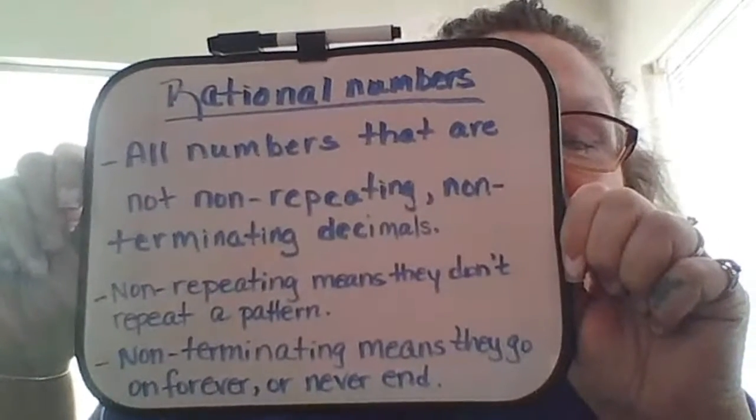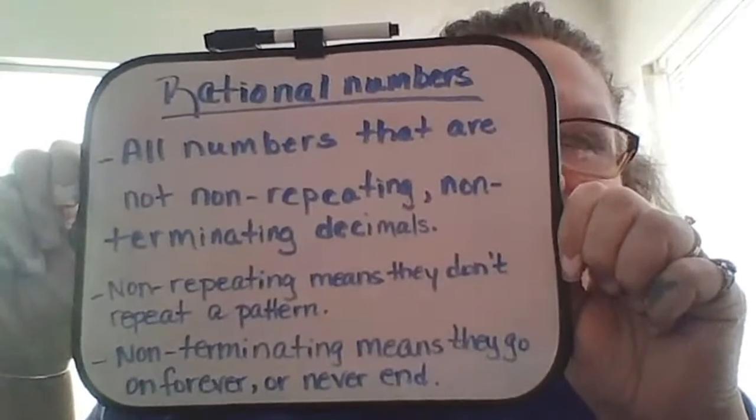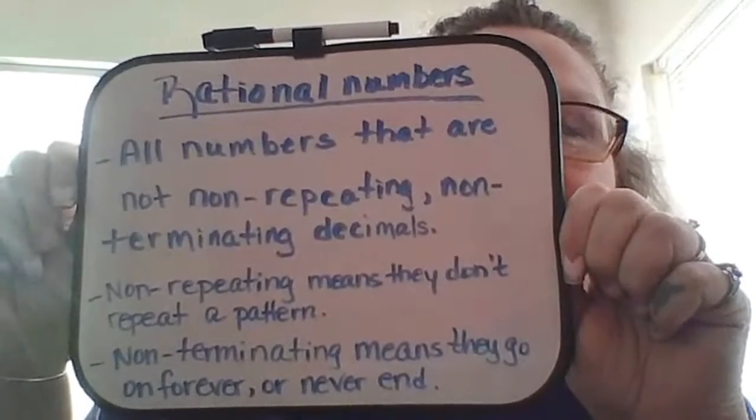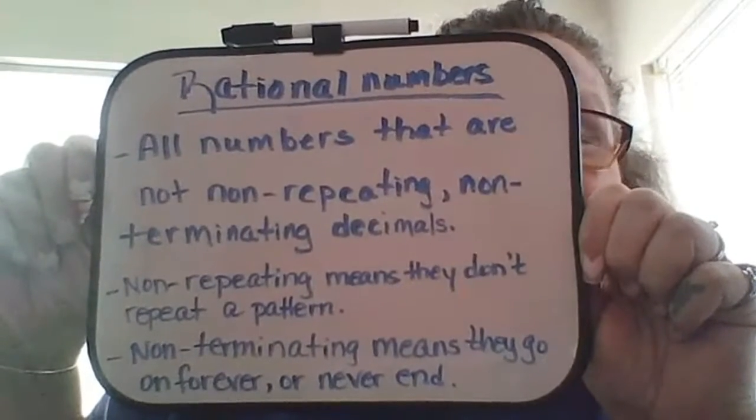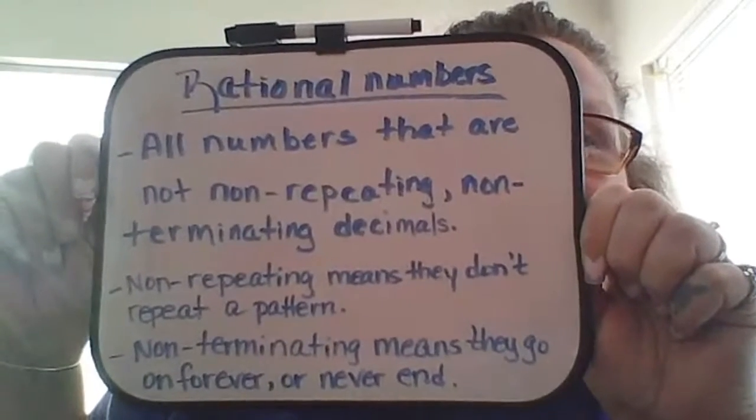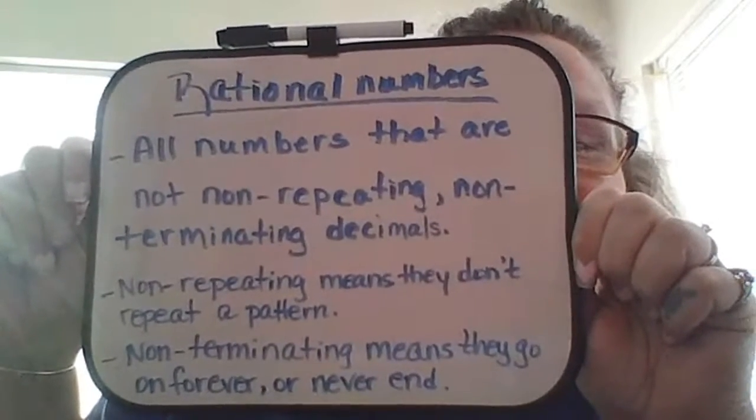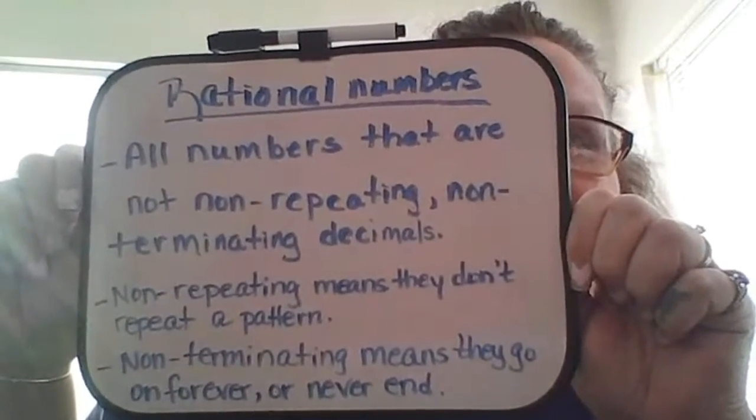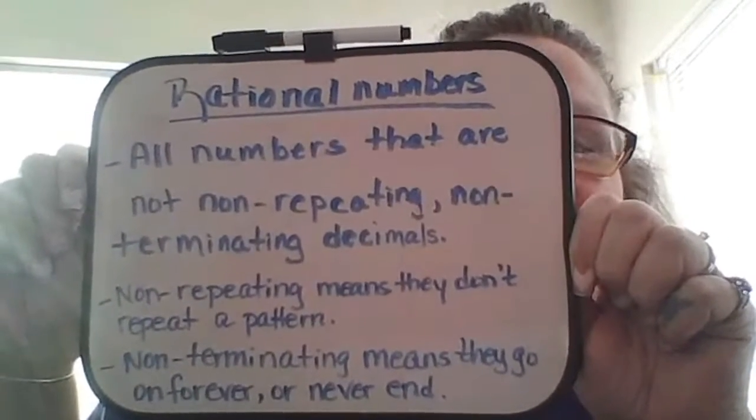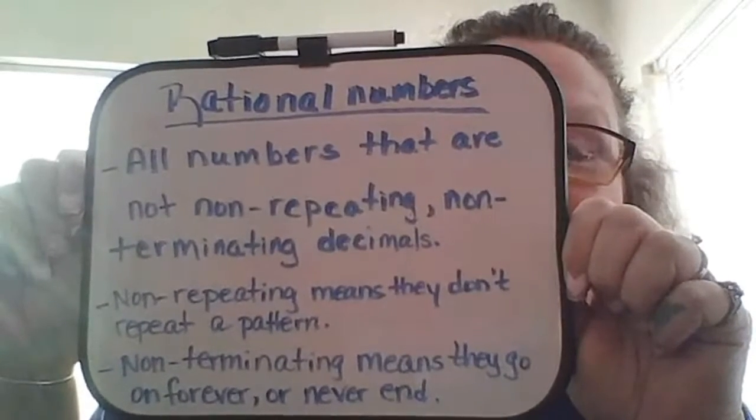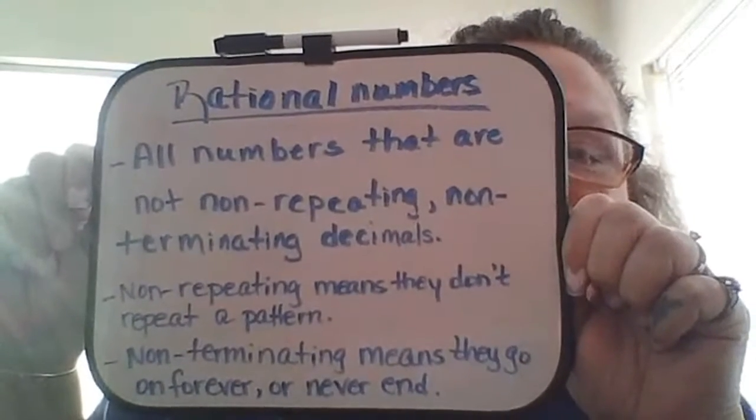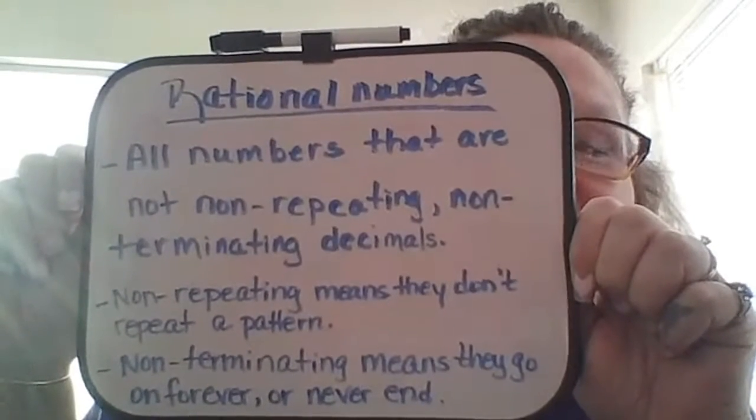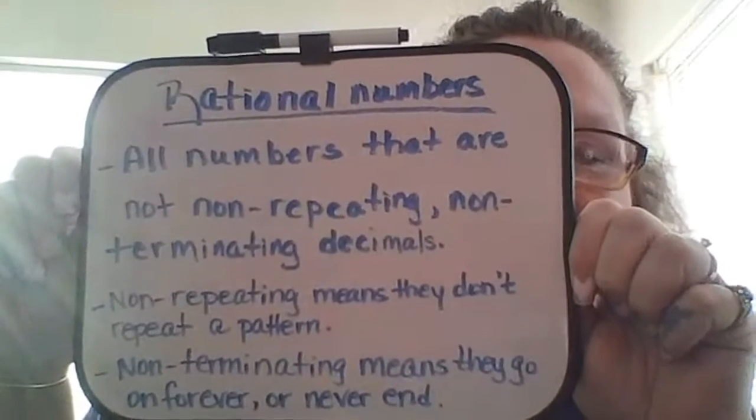When you're looking at a number on your calculator screen, if you have a decimal and that decimal takes up your entire screen on the calculator, that means that it goes on forever. The reason that it doesn't keep going on your calculator screen is because your screen runs out of room. But if you had a much bigger calculator screen, then you would just keep having numbers keep on going and going and going. So just remember, all numbers that are not non-repeating, non-terminating decimals are rational.